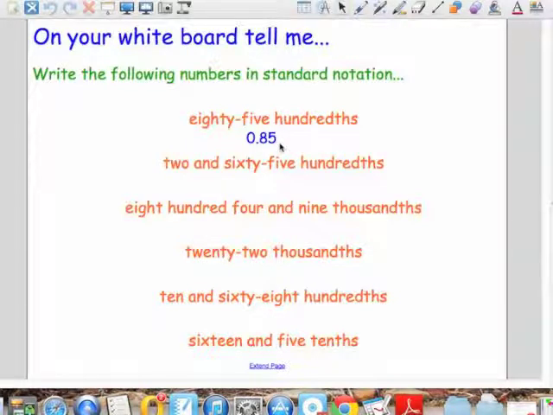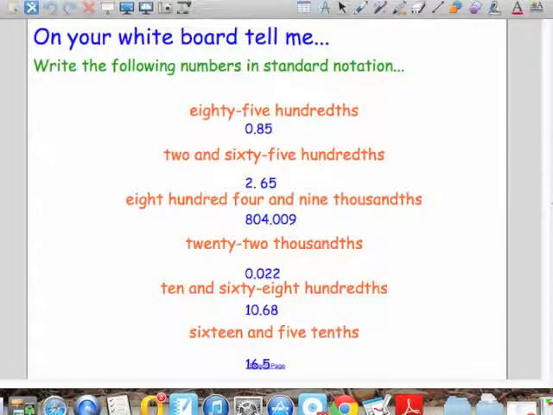Okay, you must be finished, so let's go over the answers together. Here are your answers. Let me know if you have any questions on those. Some of those can get tricky. You have to pay attention to the thousandths or hundredths. Make sure that they're decimals.